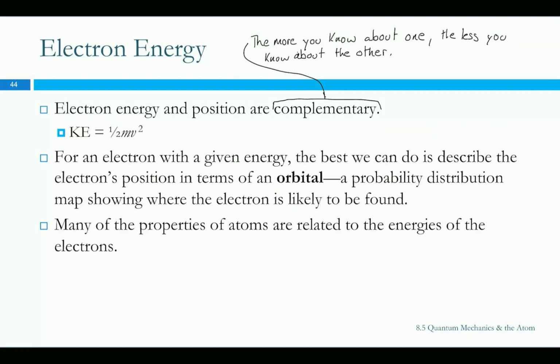So again, because position and velocity are complementary for an electron, energy and position are also complementary, so we can know the energy of it, or we can know the position. This is all quantum mechanics, so it is all weird.